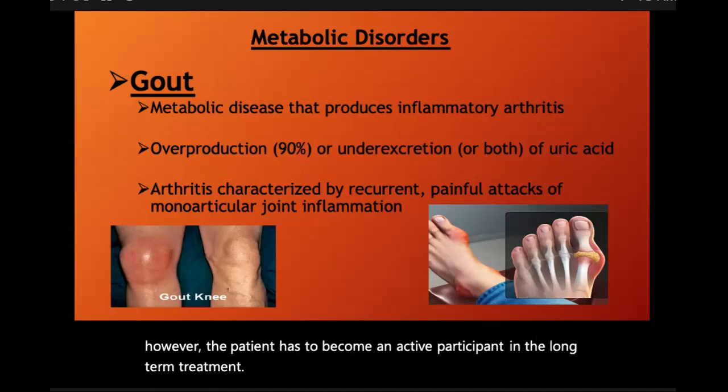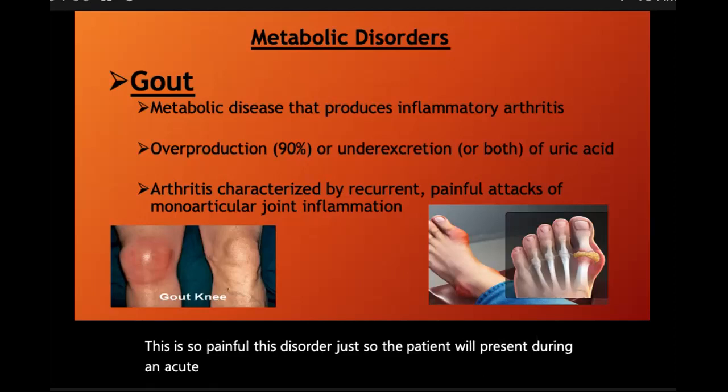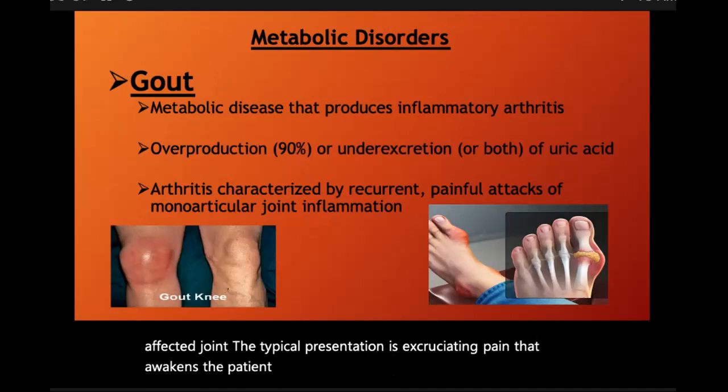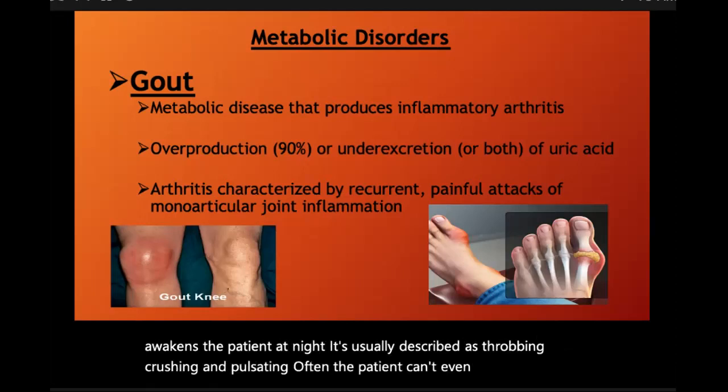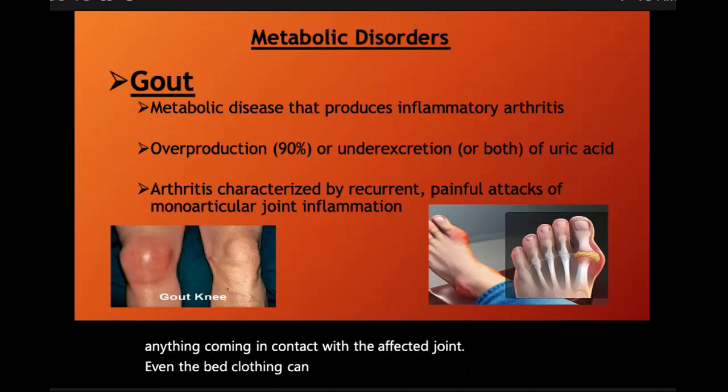This is so painful. This disorder, just so you know, the patient will present during an acute attack with pain, tenderness, erythema, and swelling of the affected joint. The typical presentation is excruciating pain that awakens the patient at night. It's usually described as throbbing, crushing, and pulsating. Often the patient can't even tolerate anything coming in contact with the affected joint. Even the bed clothing can be extremely painful.